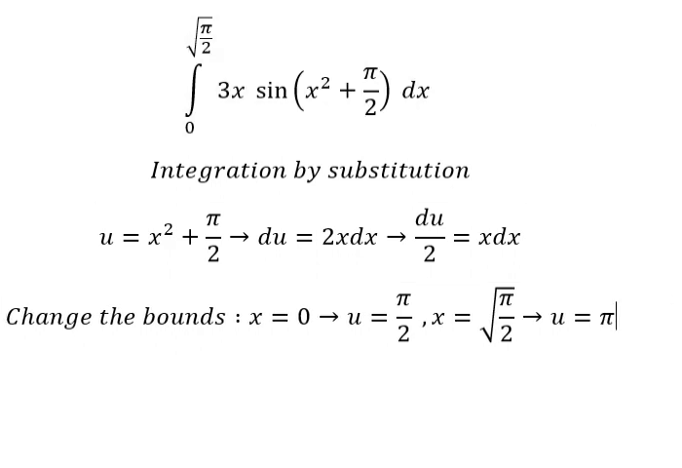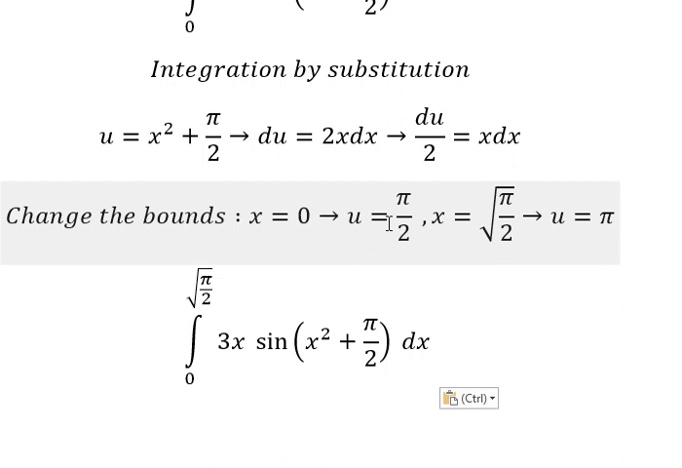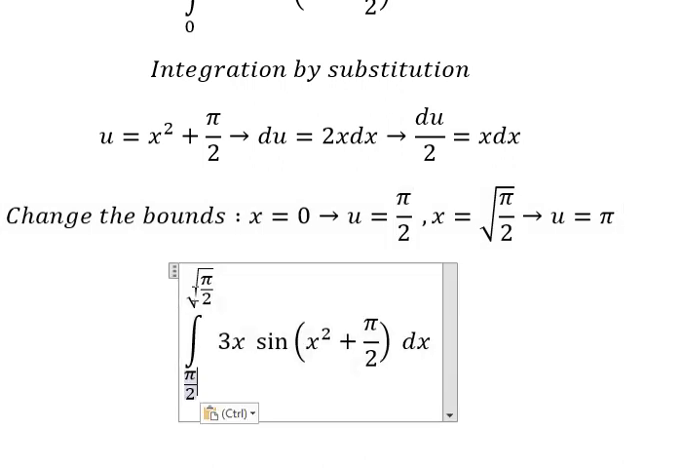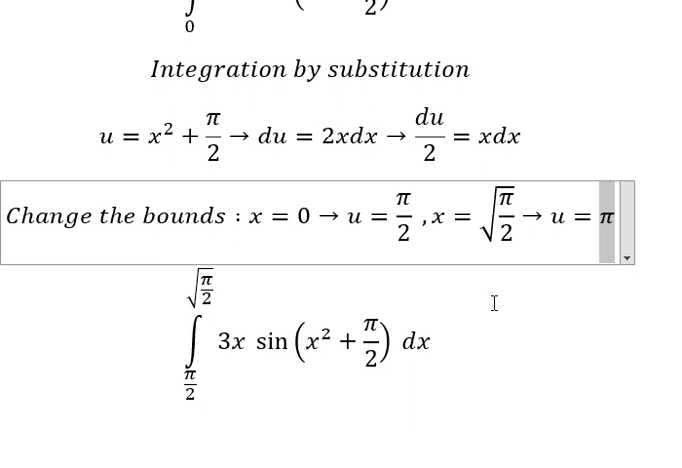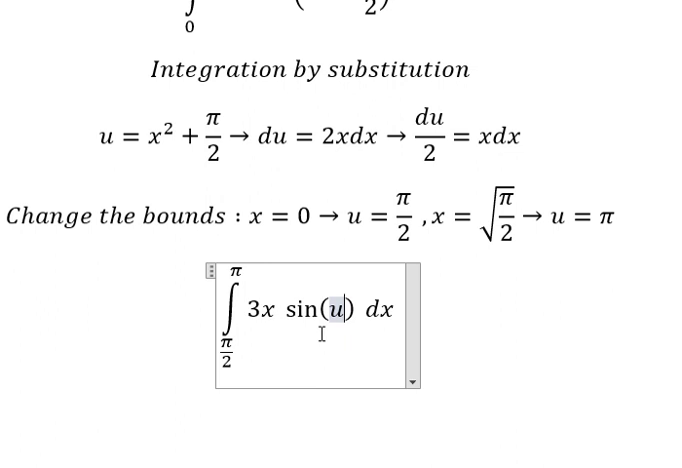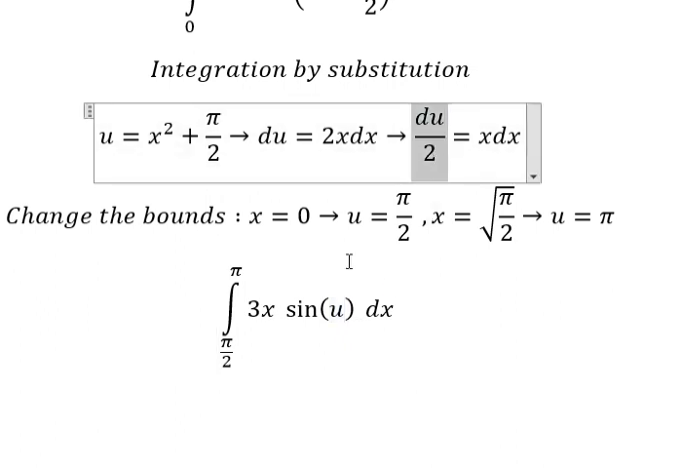Now, 0 we change to b over 2, and this one we change to b. This one we change to u. The x we change to this one.